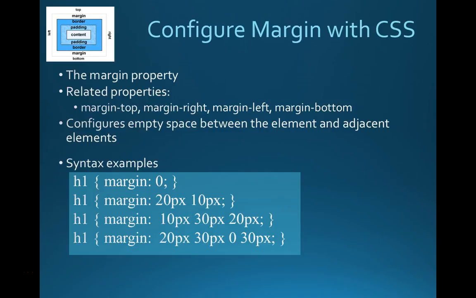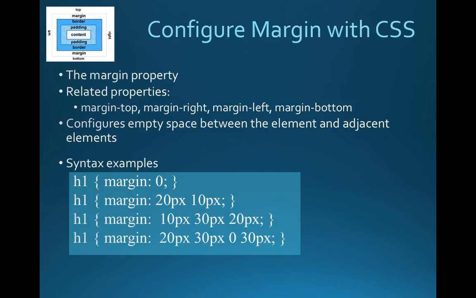So that's why the first one is always the top. If you have two, it's always going to start with the top. So the first one is going to be top and bottom, and the second one is going to be right and left. We always talk about it in a clockwise manner.